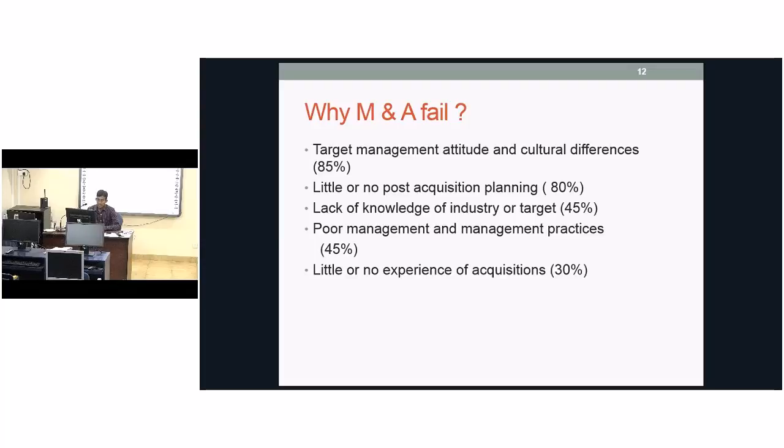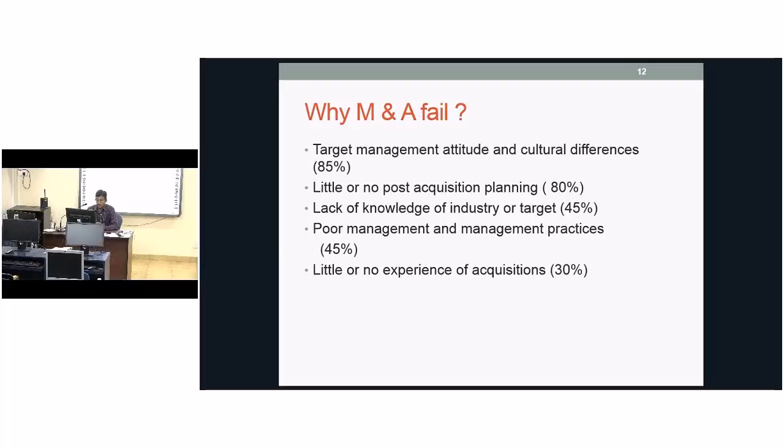Therefore they say management attitude plays a major role in the success of these mergers and acquisitions. Also the cultural differences. It can be due to two nations. For example, if a foreign company comes to Sri Lanka and takes over a local firm, and the management is foreign management, there may be a cultural difference between the management and the next level employees.